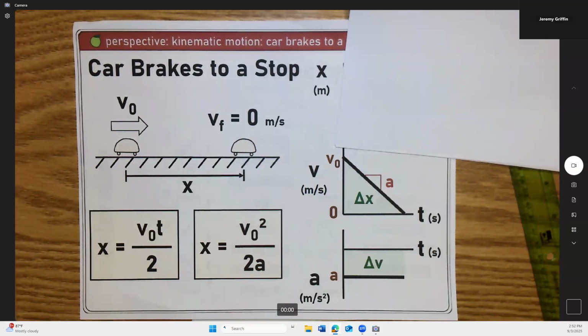If I draw the one I got covered up, how far does the car go as a function of time as it's braking to a stop? What is that? Ah, winner. Yeah, x versus t. So distance versus time.